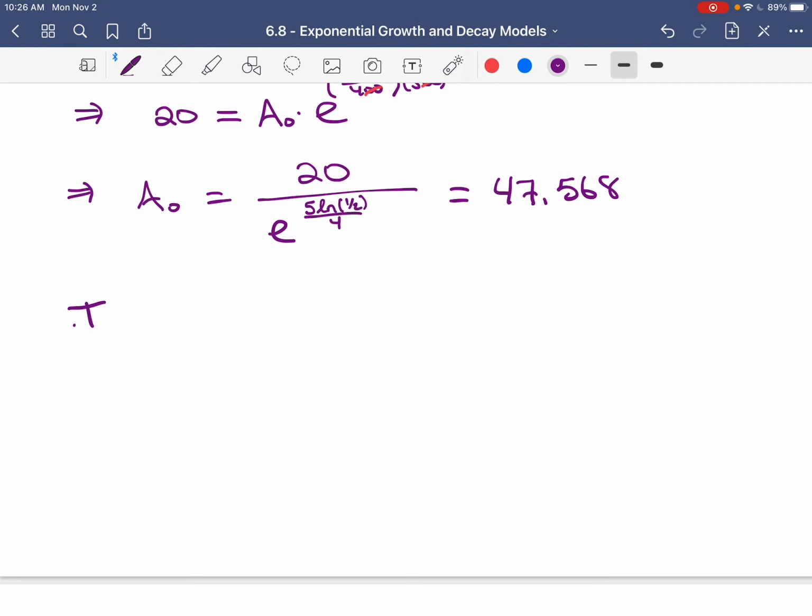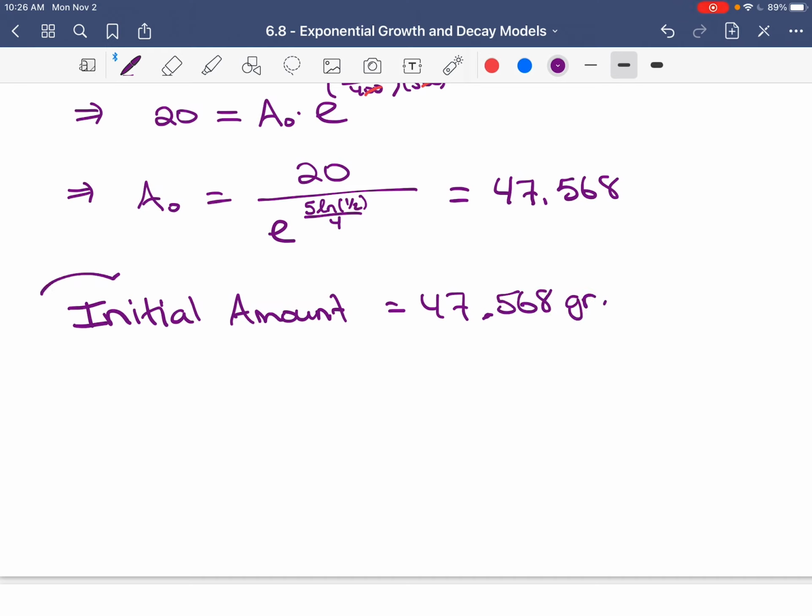And then our amount was in grams. So the initial amount is approximately 47.568 grams.